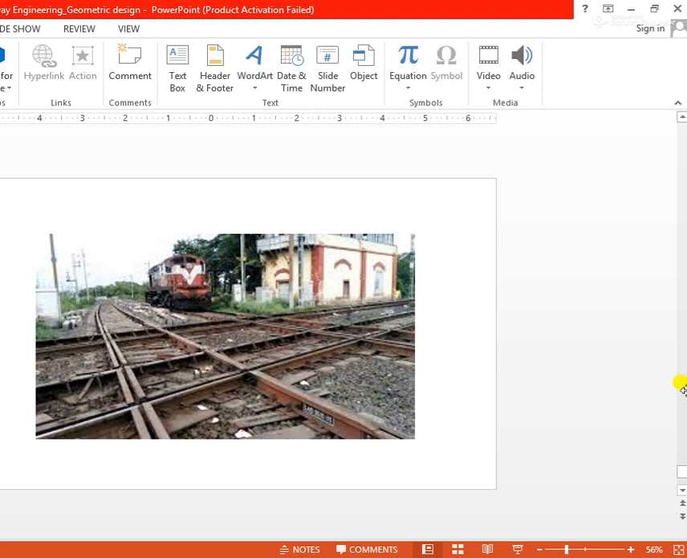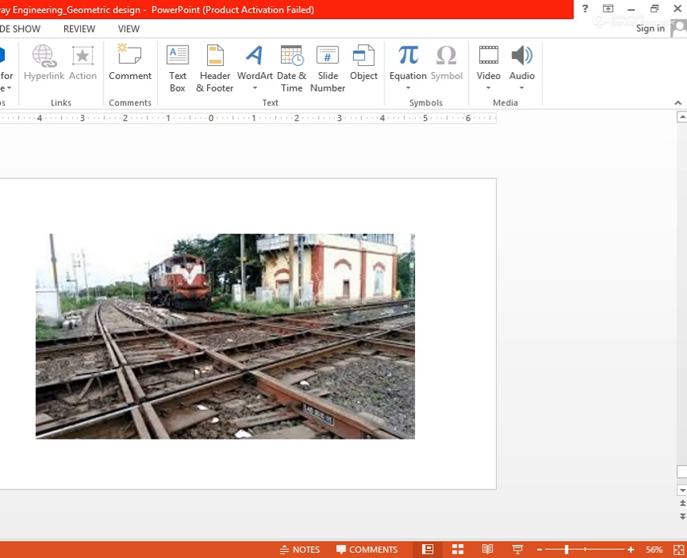Okay, also you can see the picture, one picture is available of this diamond crossing. In the exam, if you are asked about this diamond crossing, you should draw this figure. Okay, you should draw this figure, the diamond crossing, the figure of an acute angle crossing.